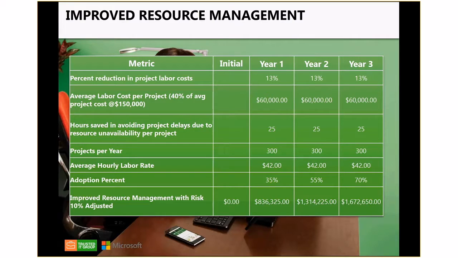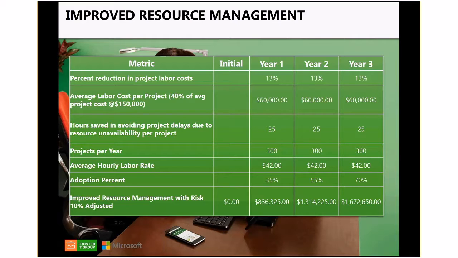So talking about the formula behind all this, what they saw is a 13% reduction in project labor costs. In the next line, we're going to assume that the average labor cost per project is 40% of the average project cost. So if we know from the assumptions that the average project cost is 150K, then 40% of that is 60K. And again, I took this into account when we did the Excel spreadsheet.